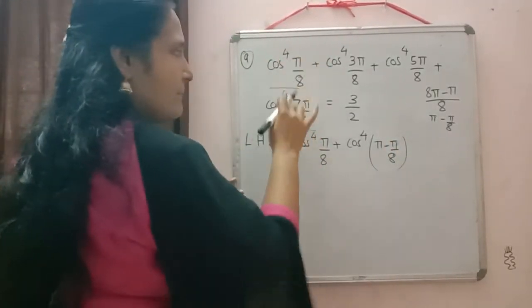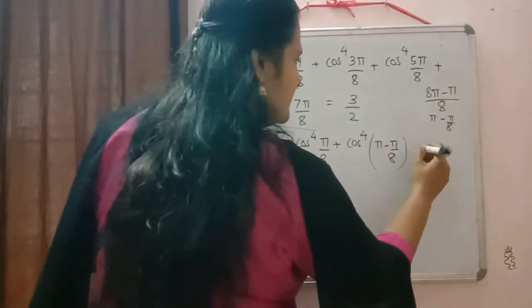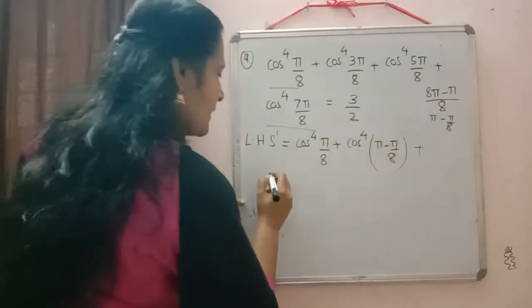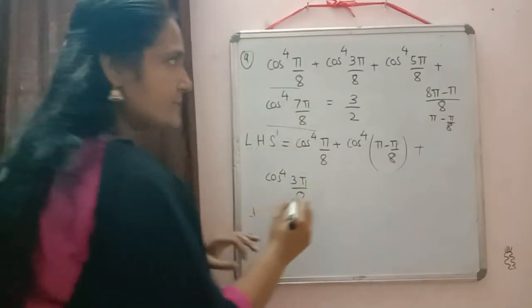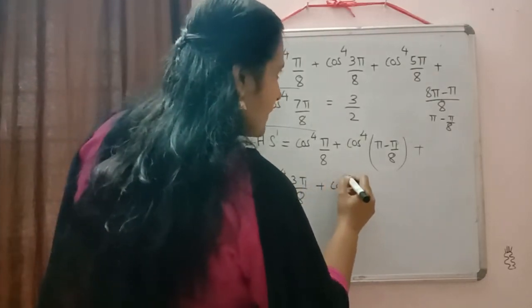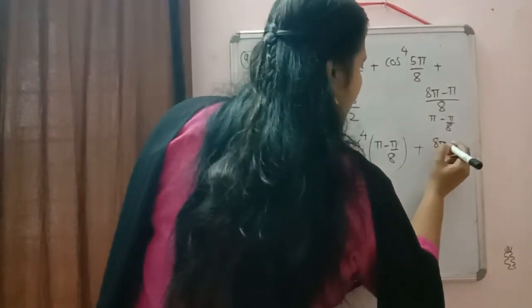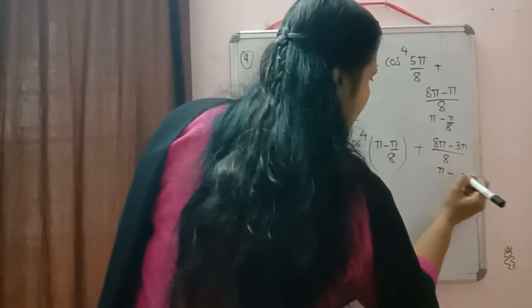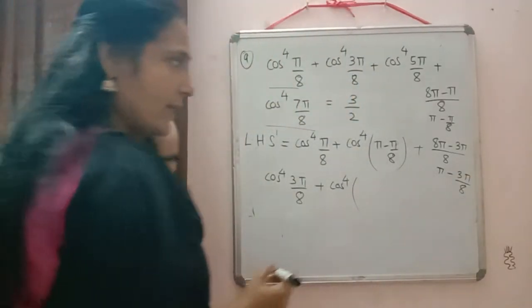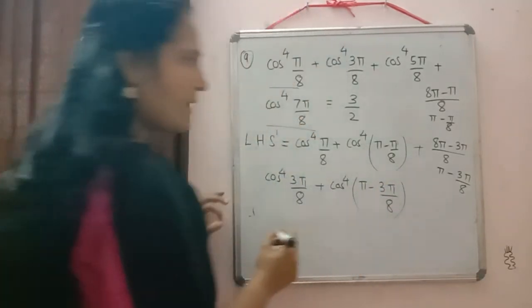So first we combined these two pairs and then out of that one I have changed. Which one is bigger? That one I have changed there. Next one is cos raised to 4 3 pi by 8, we will write as it is. That one we will change there. So cos raised to 4, again 5 pi by 8 can be written as 8 pi minus 3 pi by 8. So it will be equal to pi minus 3 pi by 8.